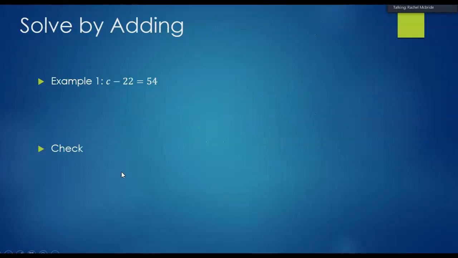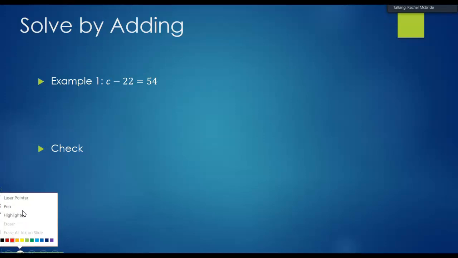Alrighty. So what we're going to do is solve by adding. We can solve this equation by adding to both sides. So I have C minus 22 equals 54. I'm going to isolate C by adding 22 to the other side.